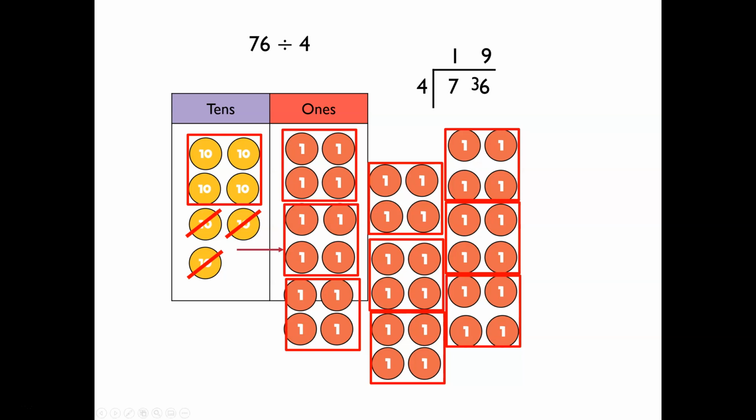What is the quotient of 76 and 4? 19. The answer to our division calculation, which is the quotient, is 19.